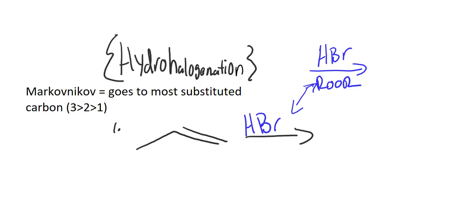The one that we're going to be working on is Markovnikov, which is going to be on the most substituted carbon. And the one with the peroxide or a solvent is going to be anti-Markovnikov, which means least substituted. I'll be explaining that throughout this video, and there's going to be another video on the peroxide one. So Markovnikov means going to the most substituted carbon.